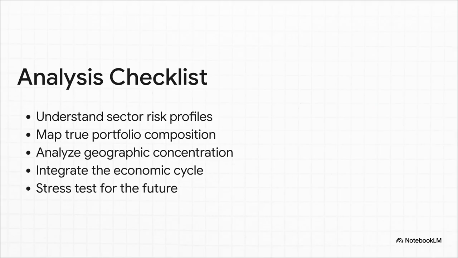So let's wrap this up with your new checklist for thinking like a pro analyst. First, you've got to understand the risk profile of each sector. Second, you have to dig deep and map out the true portfolio composition. Third, you analyze that geographic concentration. Fourth, you put all of that into the context of the economic cycle. And finally, you always stress test for what could happen in the future.